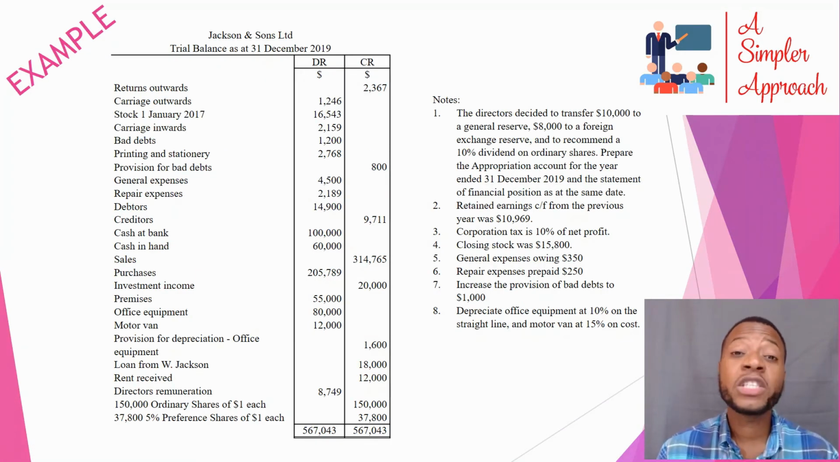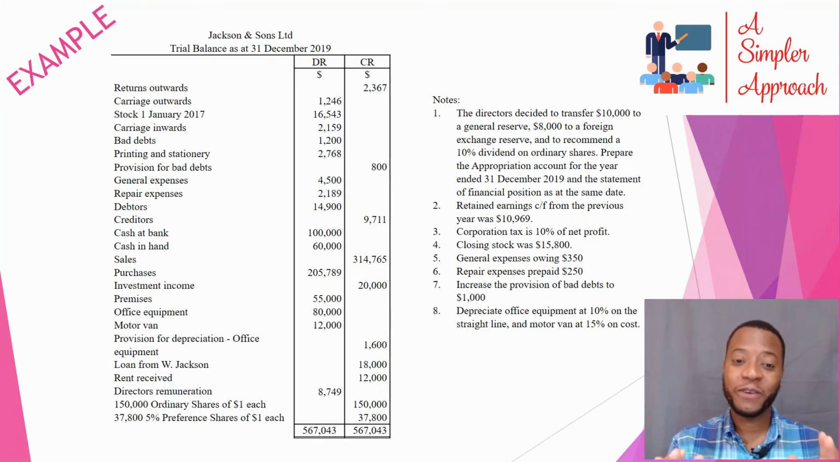Okay, so this is our example. I tried my best to fit it on one screen so we'll be able to look at the example in its entirety and not break it up to cause confusion. What we have here is a full trial balance for Jackson and Sons Limited, along with additional notes that we're going to need to prepare our income statement and our statement of financial position.